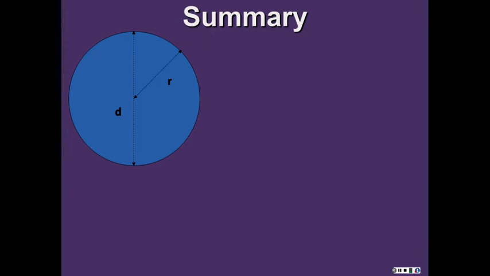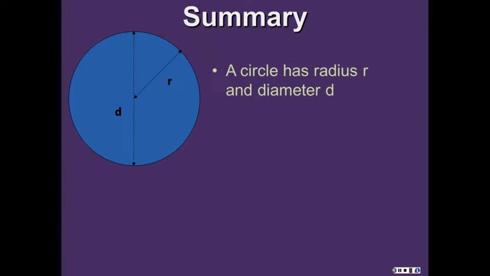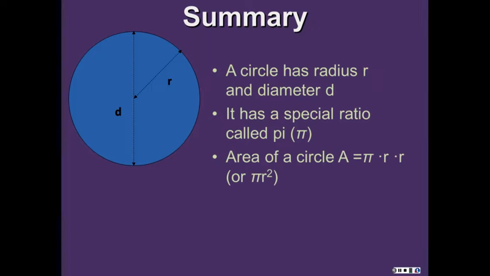So in summary, a circle has a radius r and a diameter d. It has a special ratio called pi. We know that's 22/7. The area of the circle is pi times radius squared, or pi r squared. The area is in square units, so anytime you do your units, they're going to be square units.